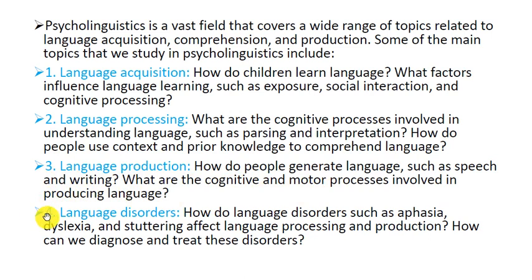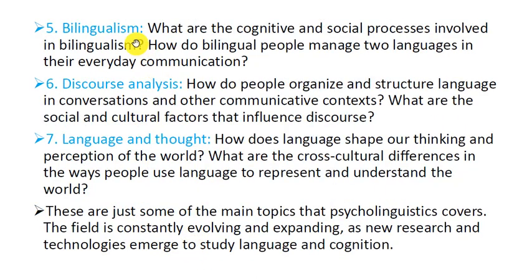Number four is language disorders. How do language disorders such as aphasia, dyslexia, and stuttering affect language processing and production? How can we diagnose and treat these disorders? Number fifth is bilingualism. What are the cognitive and social processes involved in bilingualism? How do bilingual people manage two languages in their everyday communication?